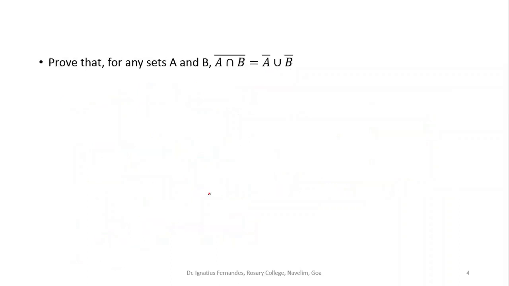Suppose I want to prove the other De Morgan's law as well: A intersection B, the whole complement, is A complement union B complement. So the same way, go by the definition. Start with any element here and show that it is here, and any element here is present in here. So what is the set A intersection B complement?